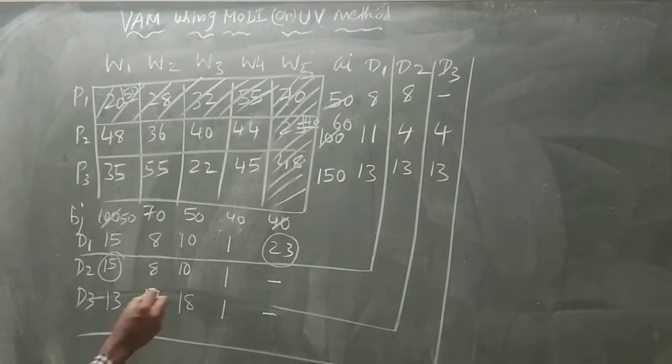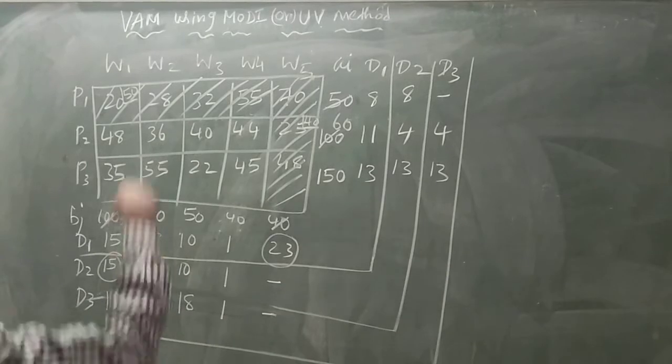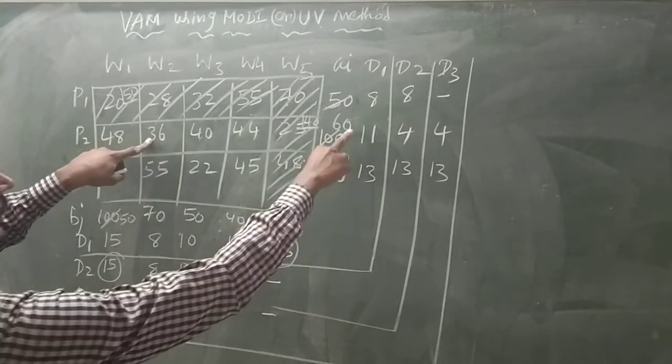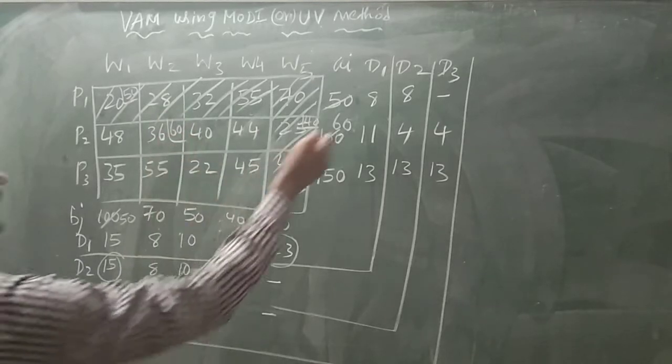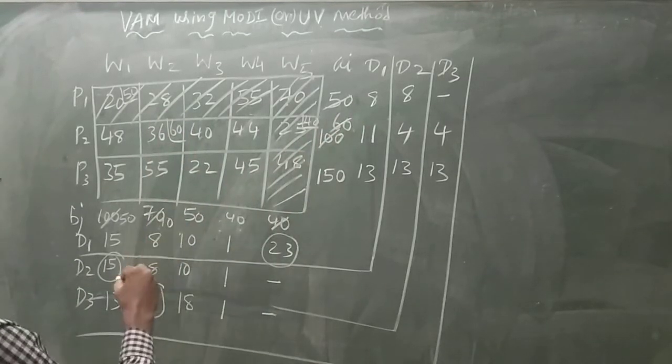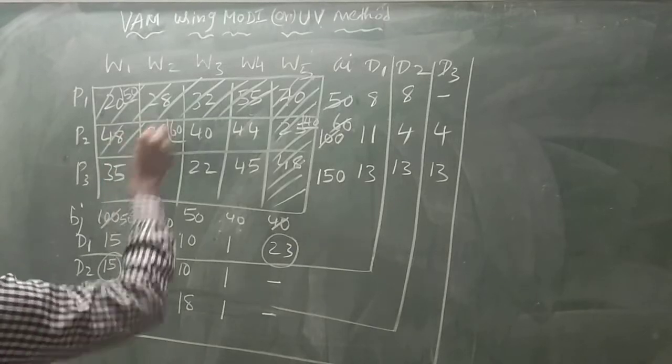In the third difference, which one is the highest value? 19 is the highest value, second column. In the second column the least value is 36. So A is 60, Bj is 70, minimum is 60 and subtract this, remaining 10. So I cancel this row.